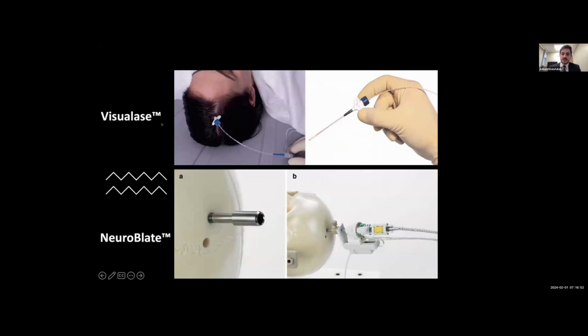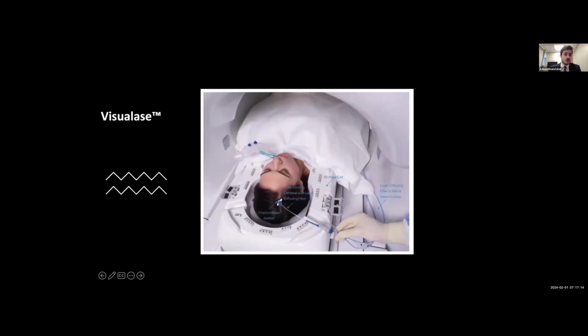So on top is the Visualase, and on the bottom, the NeuroAblate. You can see here the bolt being placed in the Visualase system and the NeuroAblate. And I want you to compare the difference. You can see here the different sizes, you can see the different calibers, and you can see here that the NeuroAblate system is a little bit more complex when it comes to the external part of the laser.